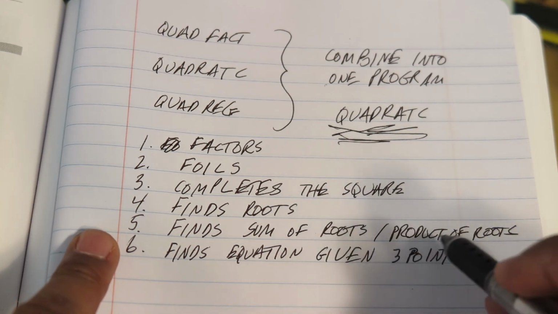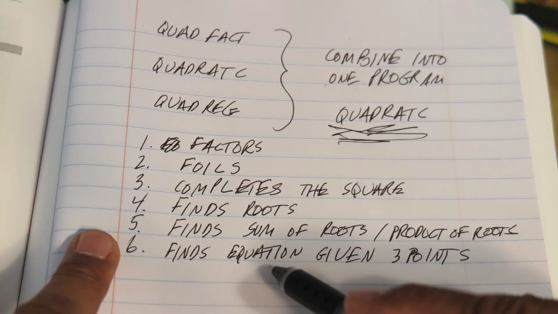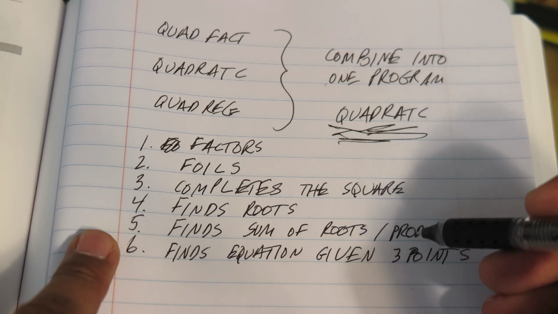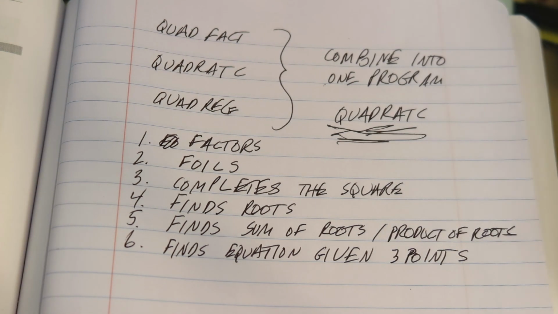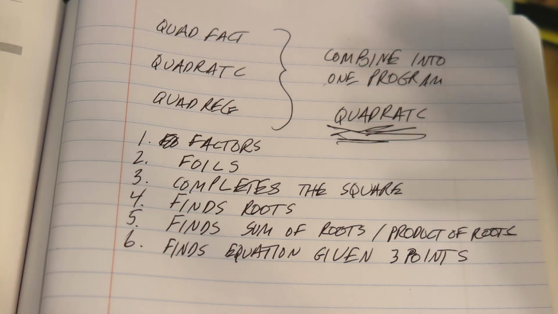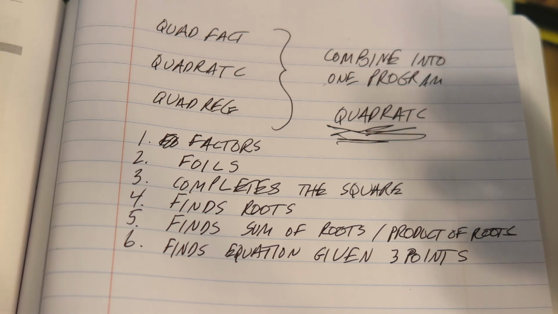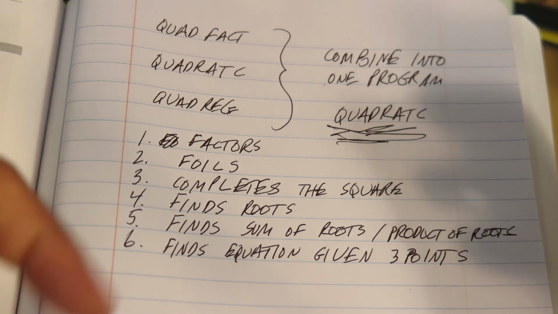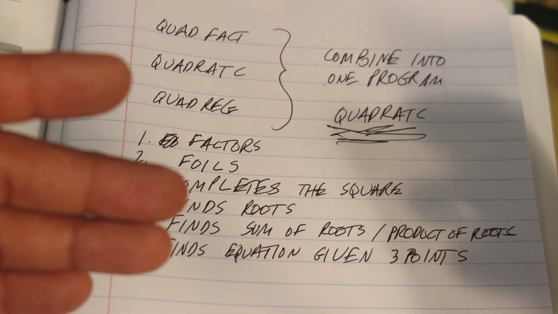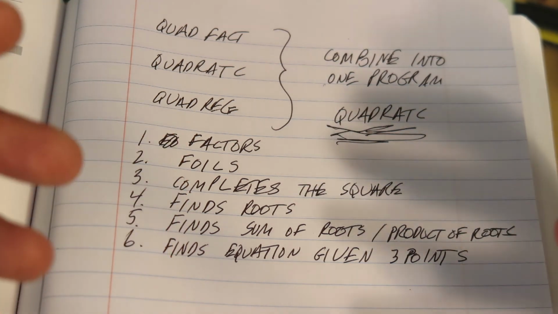It finds the sum of the roots and the products of roots. And it also, if you're given 3 points, it can find the standard form of the quadratic. So anything pretty much that you would want to do with a quadratic, this program can handle it. So if you're taking Algebra 1 or Algebra 2, or if you're preparing for the ACT, SAT, Math Level 1, Math Level 2, PSAT, this program will help.